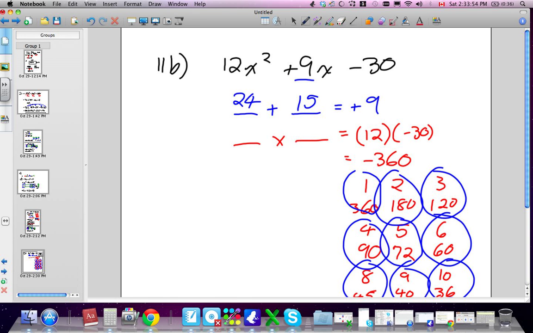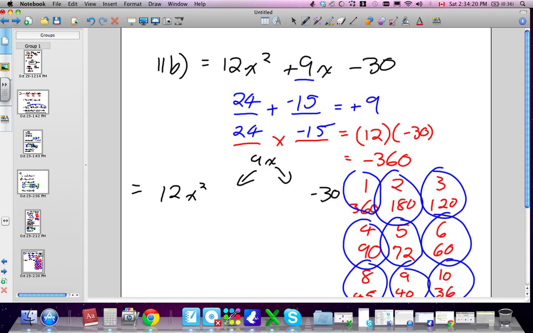Okay. So now when we go to break this up, we have 12x squared. When we break the 9x into 2, what do you think we're going to put with which? Which one will go with 24x and negative 15x, because we have to do the negative 30 as our other pair. Which do you think we should go with which? Negative 15 should go with 12. You think so? Okay. Negative 15, let's try it, x.